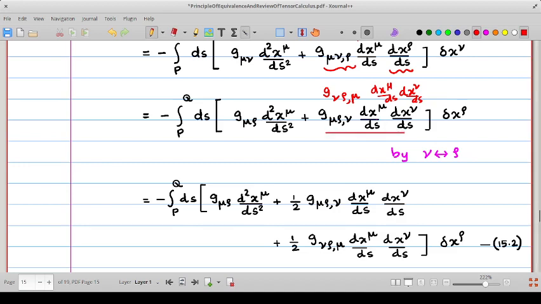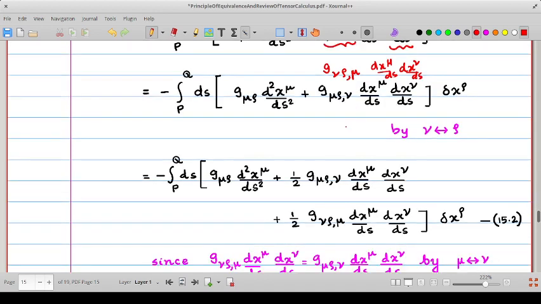So this term is exactly equal to this term, and therefore this term can be replaced by half of the sum of this and this. And when I do that, I get this. So this is equal to half of this plus half of that. So half g mu rho comma nu, which is actually this one, times dx mu by ds times dx nu by ds, plus half of this, which is half of g nu rho comma mu, dx mu by ds times dx nu by ds.